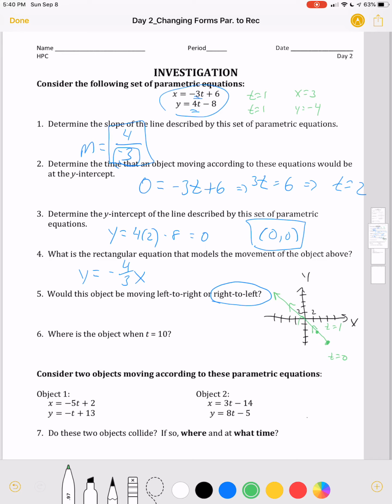And then where is the object at time t equals 10? Well, again, that's just literally plugging 10 into the equation. So for x at time t equals 10, it's -3 times 10 plus 6. What is it? -30 plus 6, so -24 for x. And then for y, it's 4 times 10 minus 8, so that's 40 minus 8, which is 32. So at time t equals 10, the object is at (-24, 32). That is your ordered pair. And that's way to the left of where we had our little graph here.